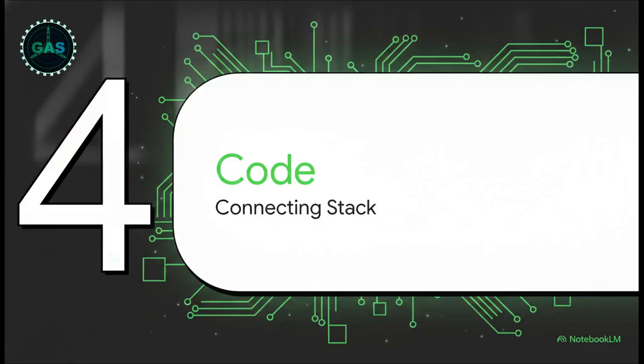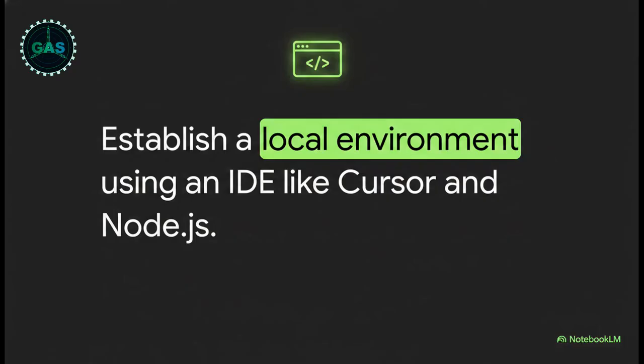With our architecture completely locked in, we advance to phase 4, coding and connecting the stack. Transitioning to a production-grade system means it's time to move off your web browser. You need to download your code base locally and utilize an IDE like Cursor, along with runtimes like Node.js. Why? Because this gives you absolute secure control over the application's environment. It keeps your proprietary business data safe and sound on your own machine.